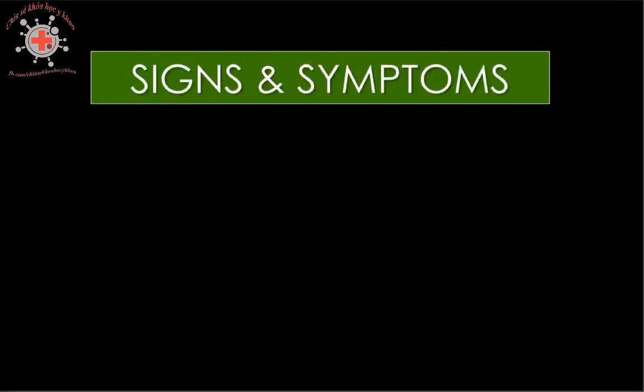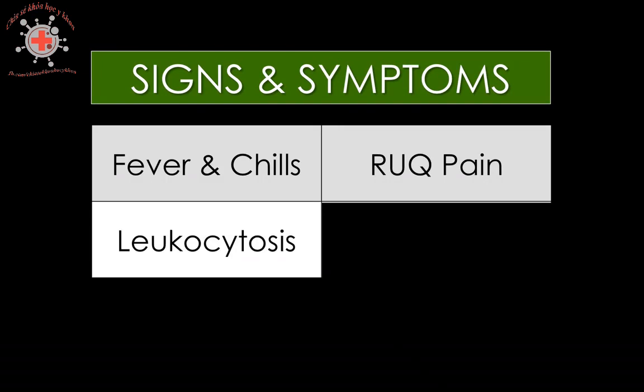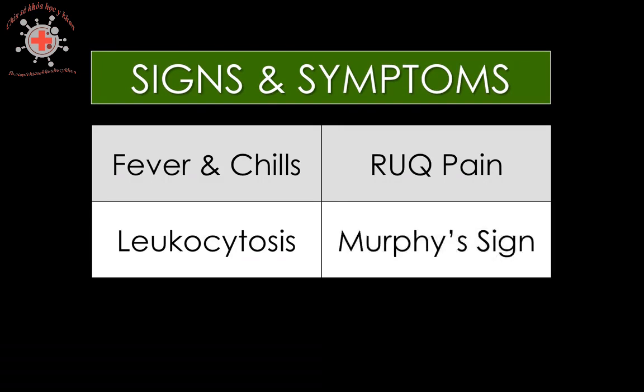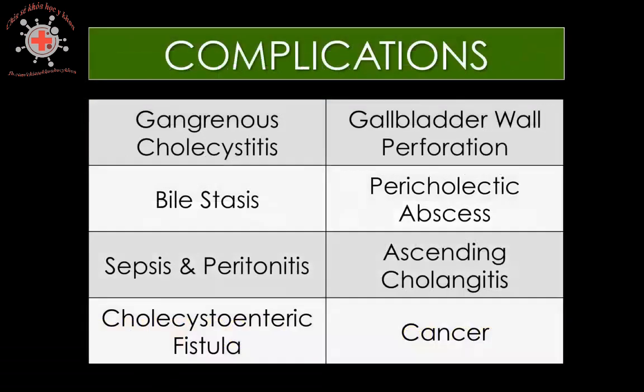The signs and symptoms of cholecystitis include fever and chills, right upper quadrant abdominal pain, leukocytosis, and Murphy's sign. However, reliance on making the diagnosis of this disease by these indicators alone may cause the examiner to miss the diagnosis in anywhere from 20 to 50% of cases. This slide lists some of the complications of cholecystitis. Clearly, missing the diagnosis can have serious consequences.